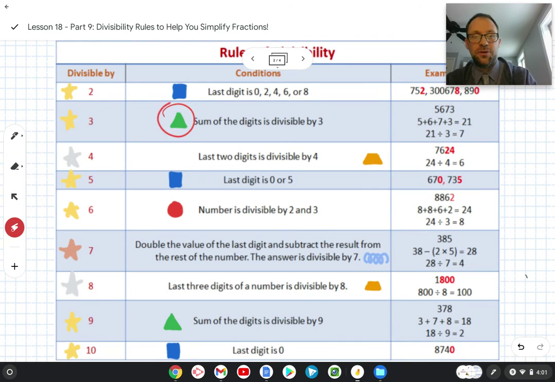And the rules for 3 and 9 are very similar. You add up all the digits and you look at that sum. And then the rule for 6, well, that's a combination of 2 and 3. I probably should have used both, just 2 and 3, right? Would have made more sense than a red dot. Anyway, that's what I did.